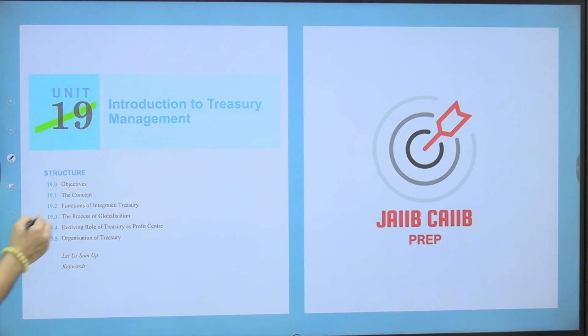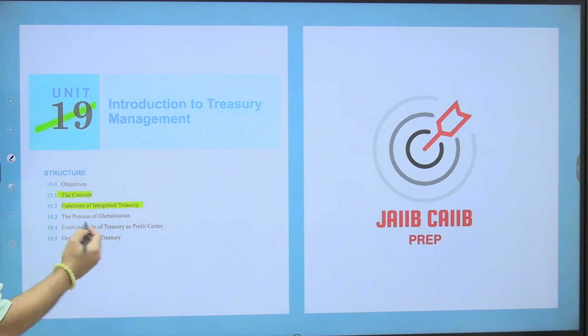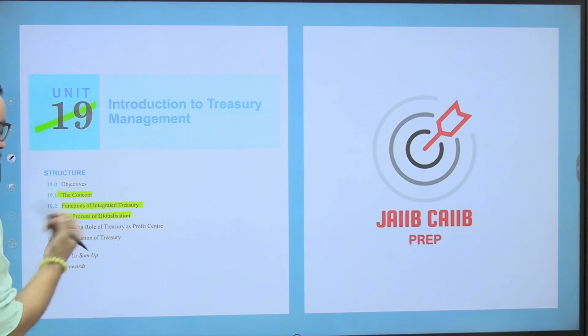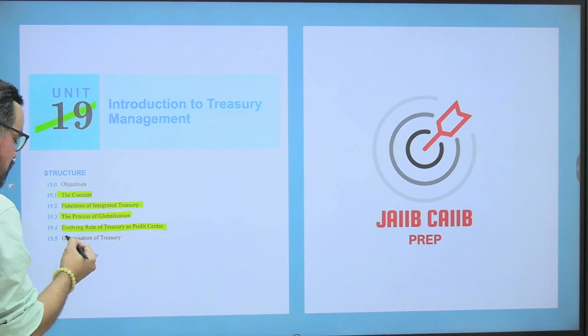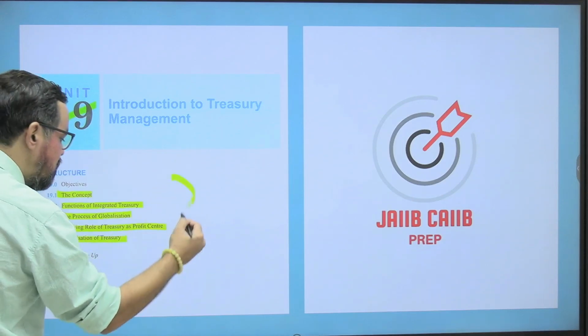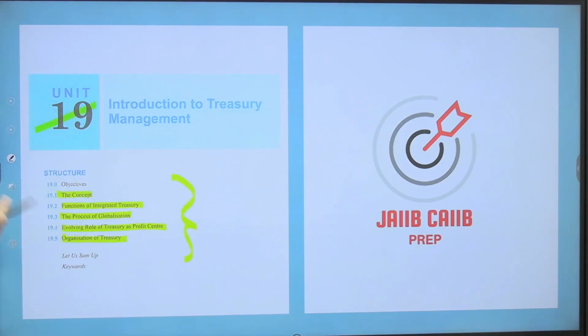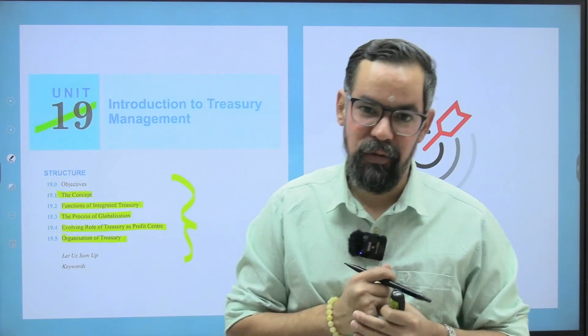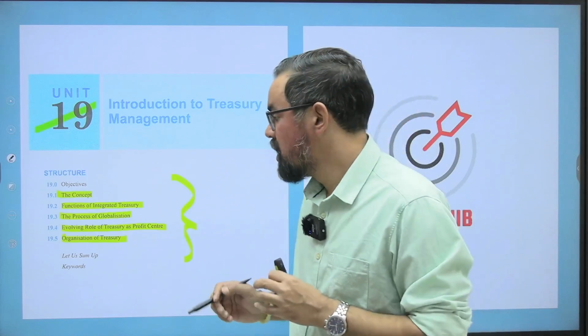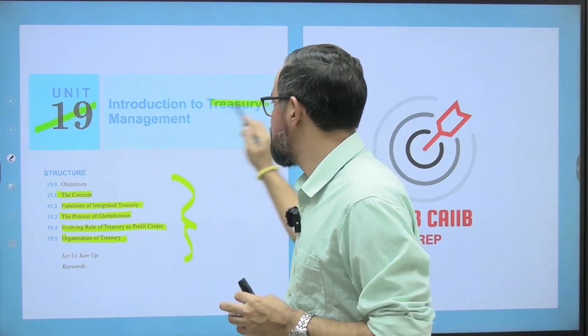The course content is: what is treasury management, function of integrated treasury, then process of globalization, evolving role of treasury as profit center, and organization for treasury, which includes front office, mid office, and back office. These are the major subtopics which are part of your BFM course curriculum. See guys, it is all about treasury management.